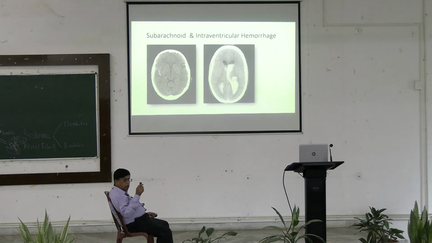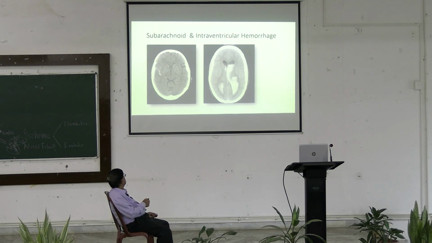Usually there is an anterior communicating artery. The two anterior cerebral arteries are communicated by an anterior communicating artery to complete the circle of Willis. This anterior communicating artery, which communicates between the two anterior cerebral arteries, is mostly involved in subarachnoid hemorrhage. Anyway, that causes hemorrhage in the subarachnoid space.